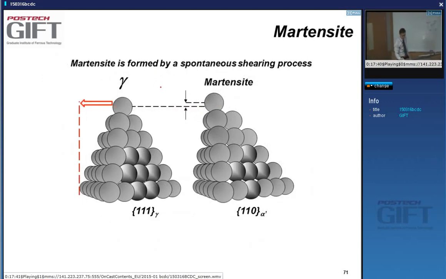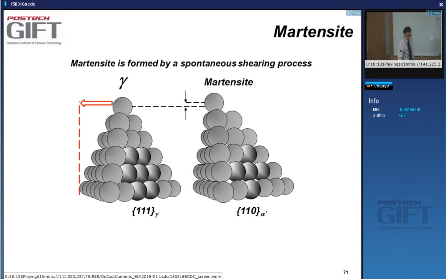Okay, now the structure itself is formed by a shearing process. So the austenite transforms to ferrite by a shearing process. And so this would be the stacking here of 111 planes in austenite, yes? And you can see here on this side, you have a 111 plane, yes? The shear is presented here.